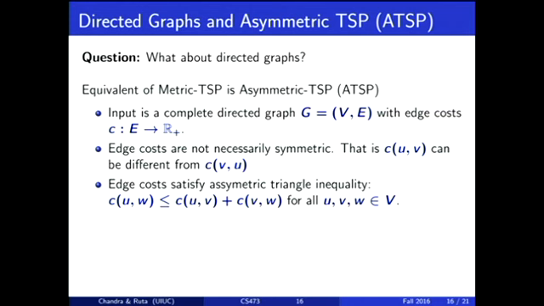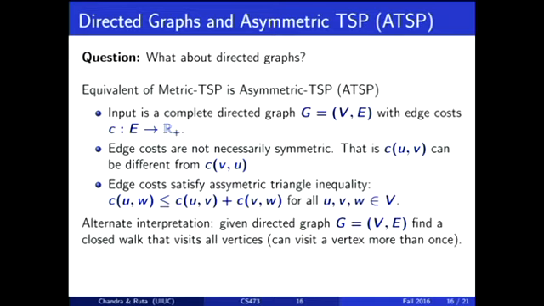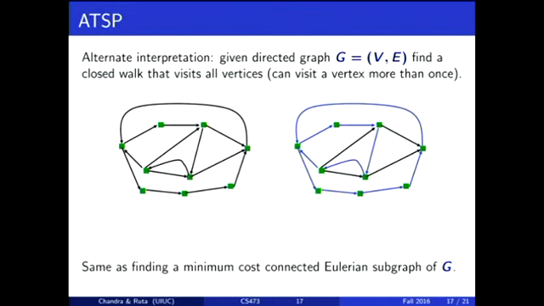You know, because I can't go to W by going from U to V and V to W, right? So that's called a symmetric triangle inequality. Here is an example. This is a graph, and here is a tour, which is what I'm looking for really.